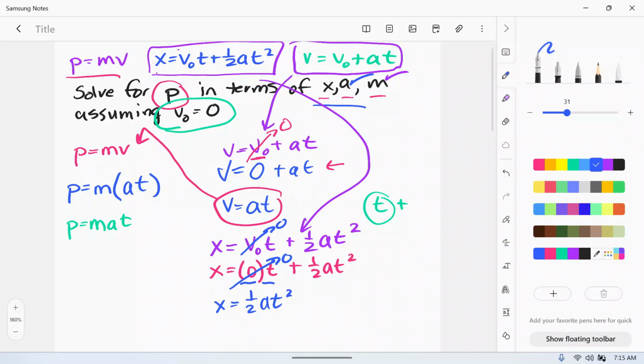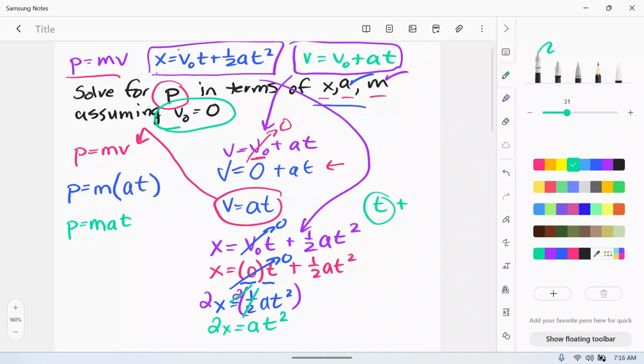Now I'm trying to get rid of t, so I need to get t by itself. So one thing I'm going to do is anytime I have this fraction with my multiplication, to undo a fraction like that, I'm going to flip and multiply. So instead of dividing by a half, because I hate dividing by fractions, I'm going to multiply both sides by 2, because whatever you do to one side, you have to do the other. 2 times a half cancels. So I have 2x is equal to a t squared.